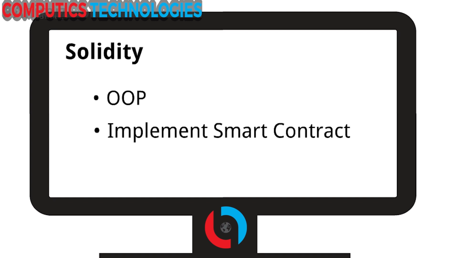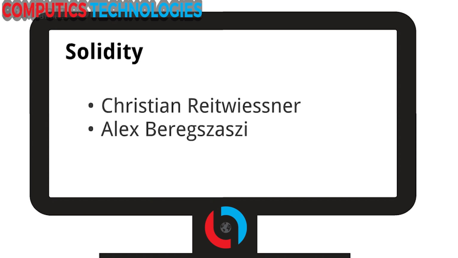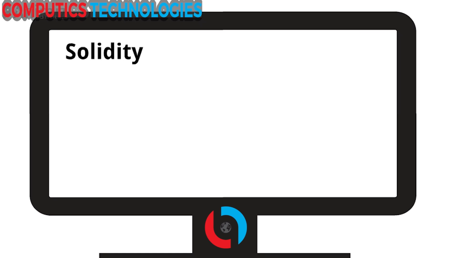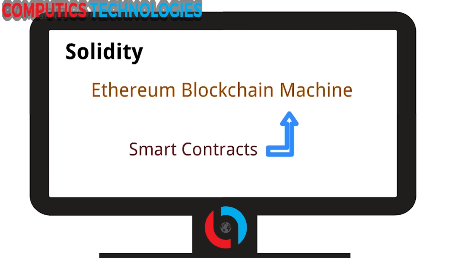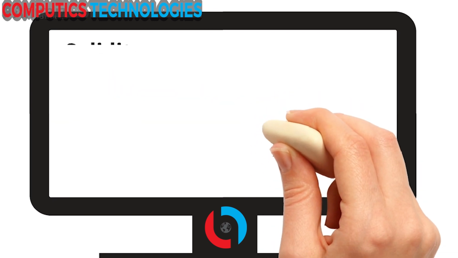Solidity is an object-oriented programming language for implementing smart contracts on various blockchain platforms, most notably Ethereum. It was developed by Christian Reitwiessner, Beregszaszi, and several former Ethereum core contributors. Programs in Solidity run on the Ethereum Virtual Machine. Solidity is a statically typed programming language designed for developing smart contracts that run on the Ethereum Virtual Machine, EVM.